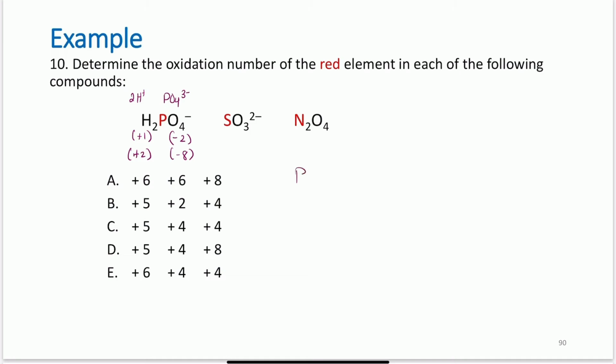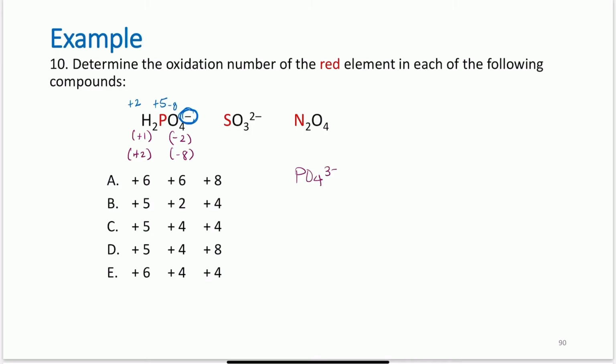If you did it as PO4 3-, I'll talk about that in just a sec. But the hydrogens are each +1, so overall +2. Oxygens are each -2, overall -8. We do have a negative charge here. This is giving me +2, -8. Overall, it's a -6. I need a -1 charge, so phosphorus must be +5.